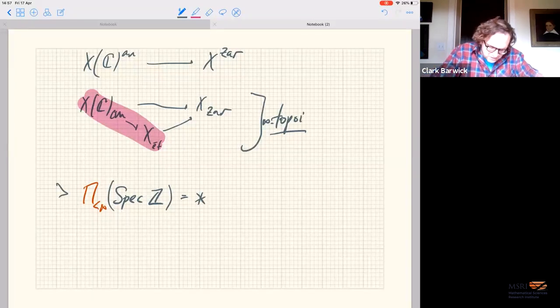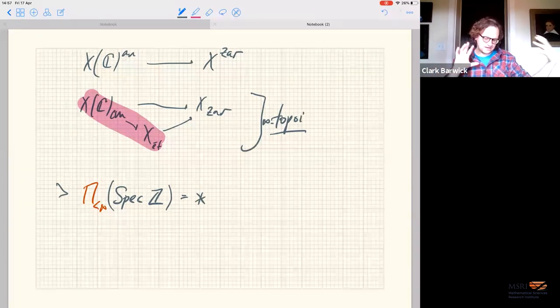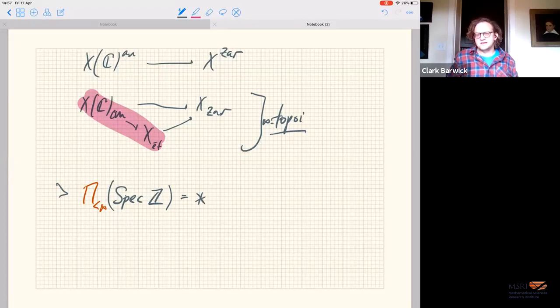That's your first indication. I bet the reason Peter wants me to say this also is that that's one of your first indications that the raw homotopy type for something like Spec Z isn't really enough to recover the stuff that you really love about Spec Z.